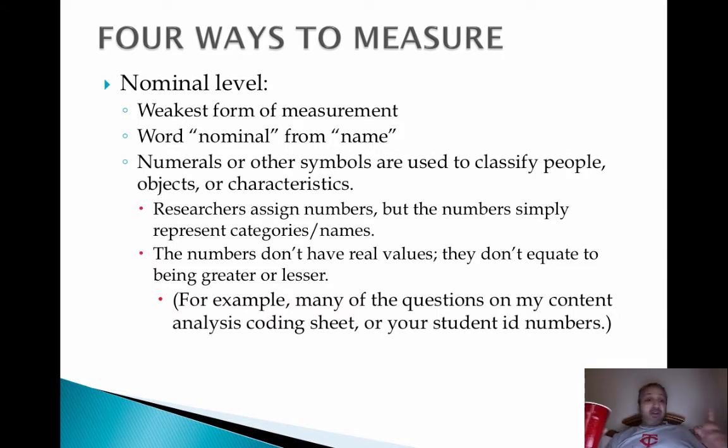So I have the very first question on my coding sheet is, which newspaper is it? The St. Louis Post-Dispatch, number 1, or the New York Times, number 2? The 2 is not greater than the 1. The 1 is not lesser than the 2, but I have to identify them with numbers because at the end, when I go into my statistical program, I'm just going to enter a bunch of 1s and 2s. So I'm measuring the newspaper, but I'm not measuring it in any sophisticated way. This is just the nominal level of measurement.